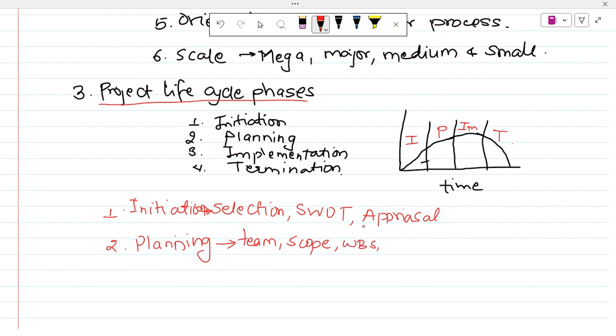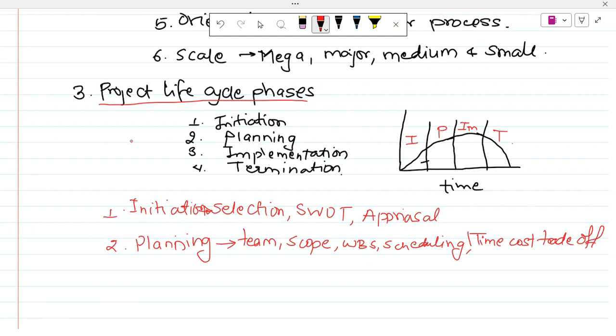Work breakdown is done, and since the work has been broken down, the scheduling is done. Scheduling is done using network analysis, activity durations, floats, and critical paths are determined. During the planning phase, time cost trade-offs are also done. These all are done in the project planning phase.